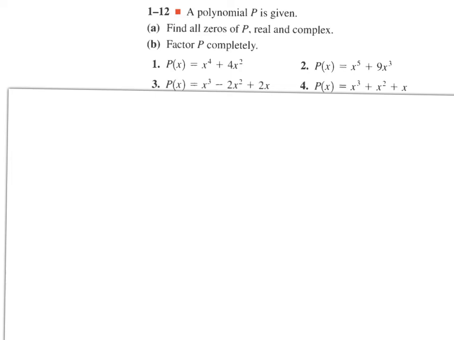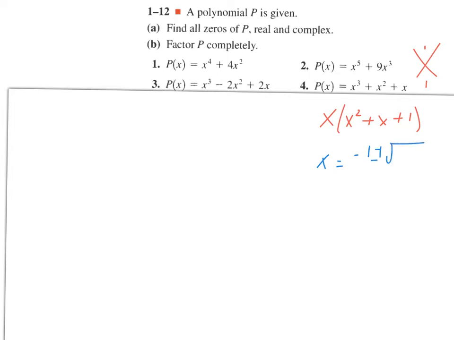All right, starting off at number 4 here, we're going to find all of the zeros, real and complex. So I always want to look at factoring first. On this one, I see I can GCF an x, which gives me x squared plus x plus 1. Then I'll try to factor this, multiplying to 1 and adding to 1, but that's not going to work. So I'm going to have to switch to the quadratic formula here.